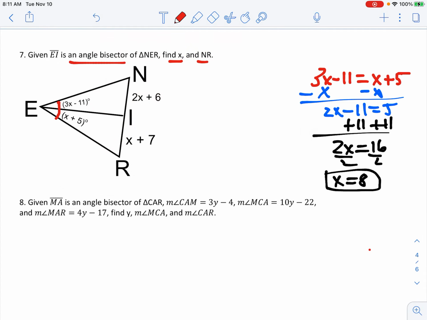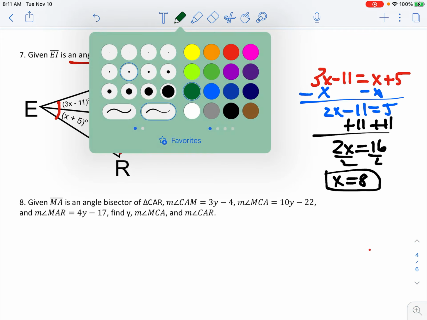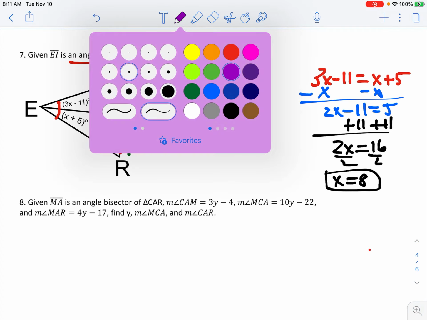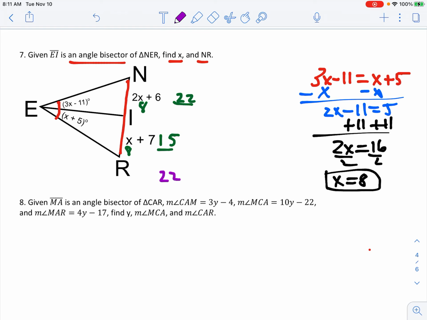Now let's go back and plug it in, make sure we plug it into both. It wants us to find NR, the whole thing. So if I plug in an 8 here, 2 times 8 is 16 plus 6 tells me that piece is 22. If I plug in 8 here, that tells me this piece was 15. So to find the length of the whole thing, I'm going to take 22 plus 15, which will tell me that NR had to equal 37.